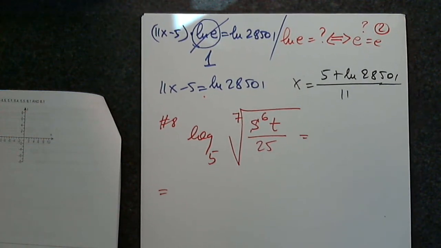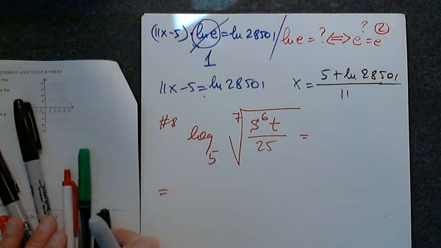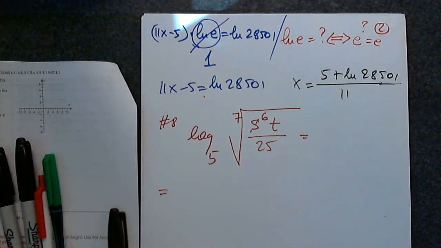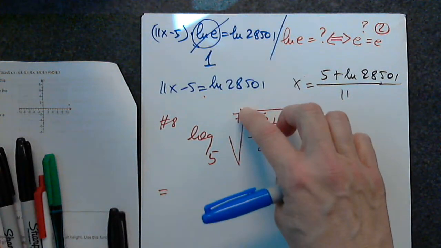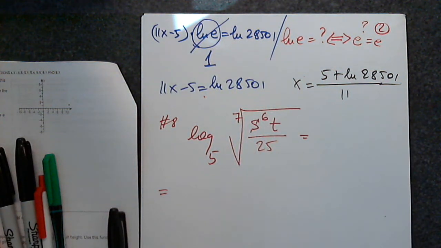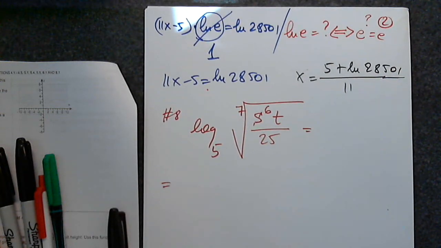Okay. Where is the starting point? What do I have to address first? Where am I looking? To expand it, I have to start with the power. So this is a power. What power is the 7th root? And that power has to go in front. That's the starting point. The 7th root is a power.